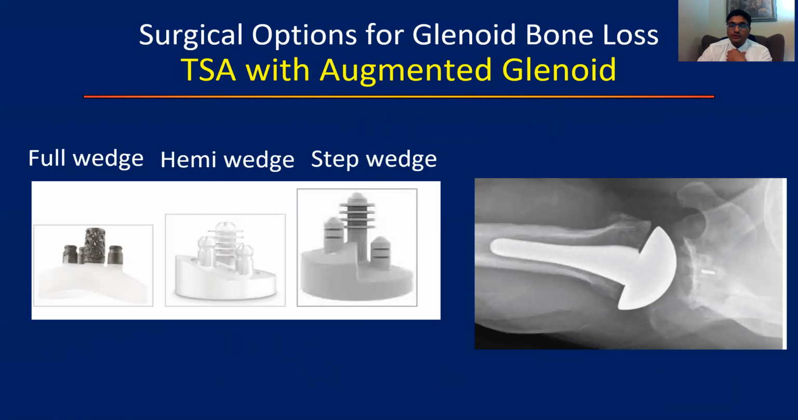With this, let's move on to total shoulder arthroplasty with augmented glenoid. The total shoulder arthroplasty glenoids which are available in the market with an augmented option are full wedge, hemi wedge, and step wedge.